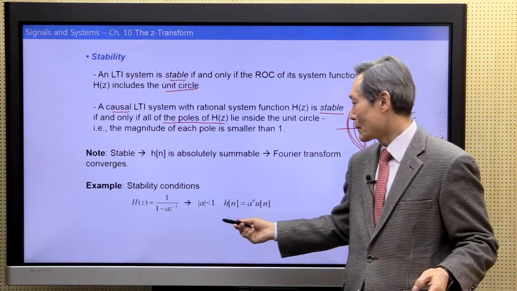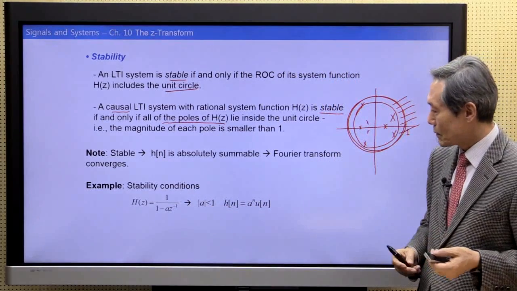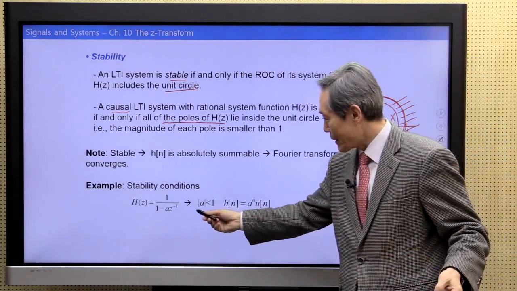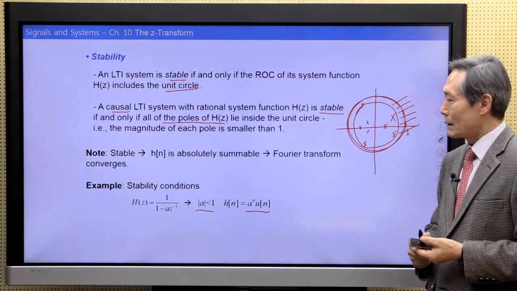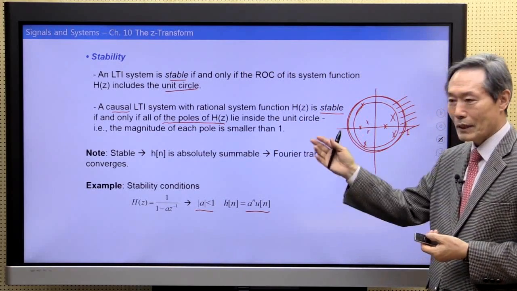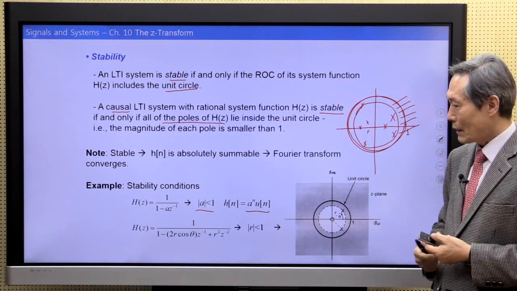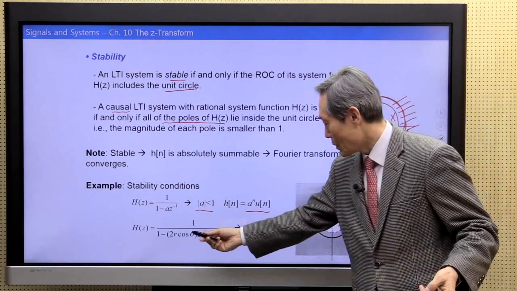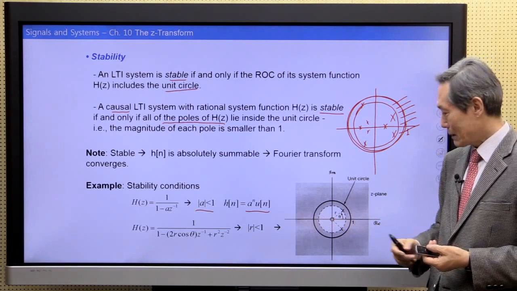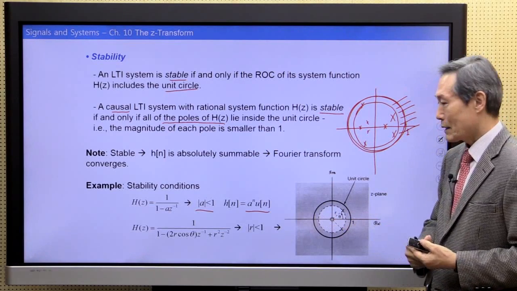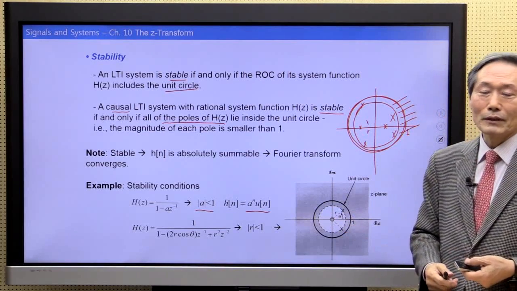Stability condition: we have this well-known z-transform with a less than 1 and a right-sided sequence. This one is stable because the pole is inside the unit circle. Likewise, a second-order system with two poles whose magnitudes are less than 1 is stable too, because the unit circle is included in the region of convergence.